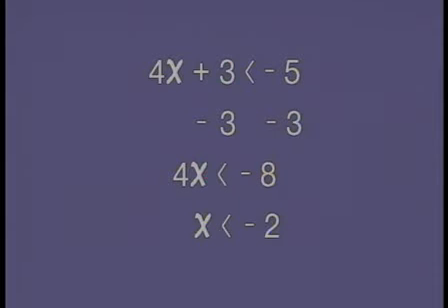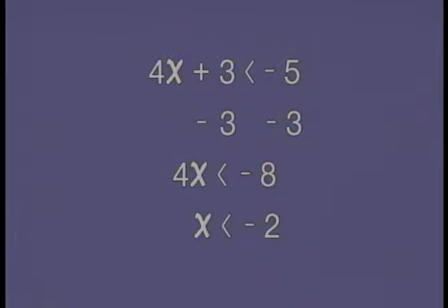You might also try a number that should not work. That is, a number that's not less than negative 2. Let's try 0. 0 should not work. 4 times 0 is 0, plus 3 is 3. 3 is not less than negative 5. So therefore, a number that should work did, and a number that should not work did not.